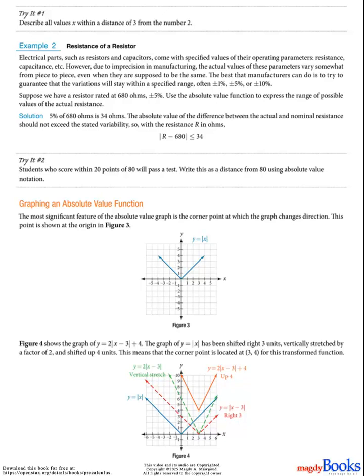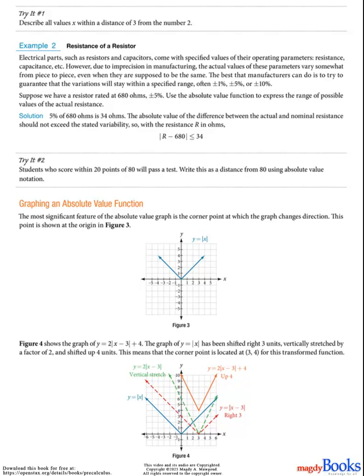Suppose we have a resistor rated at 680 ohms with plus or minus 5%. Use the absolute value function to express the range of possible values of the actual resistance. Solution. 5% of 680 ohms is 34 ohms. The absolute value of the difference between the actual and nominal resistance should not exceed the stated variability, so, with the resistance R in ohms, the absolute value of R minus 680 is less than or equal to 34.